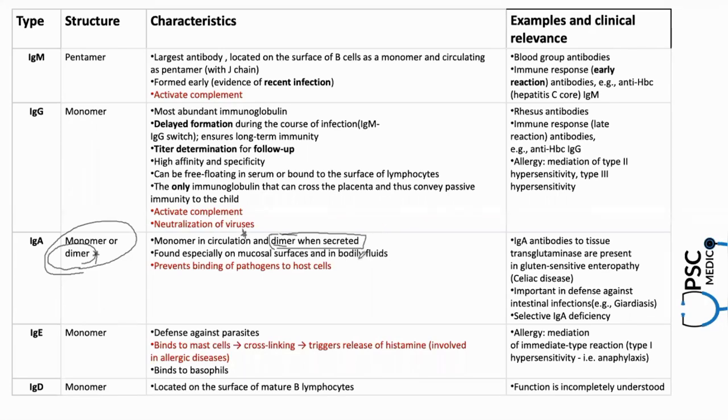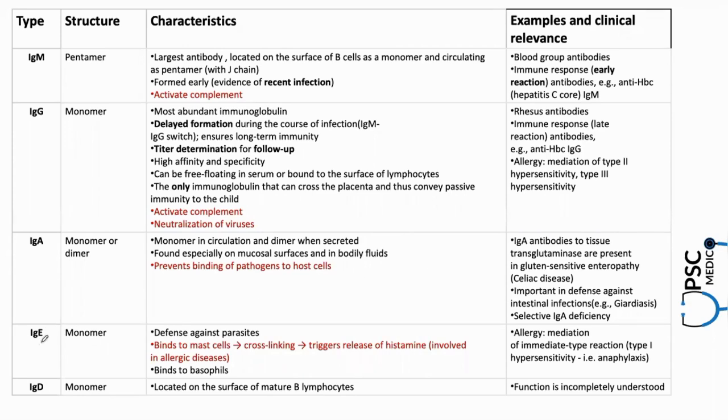So they are in dimer form whenever they are secreted. And what is their importance? They bind to the pathogens on the mucosal surfaces and they act as mucosal immunity. So whenever you think of IgA, think of mucosal immunity. That is the catch or keyword.